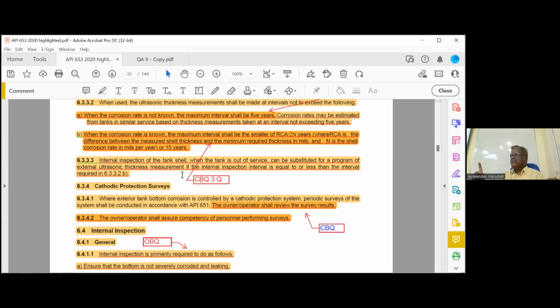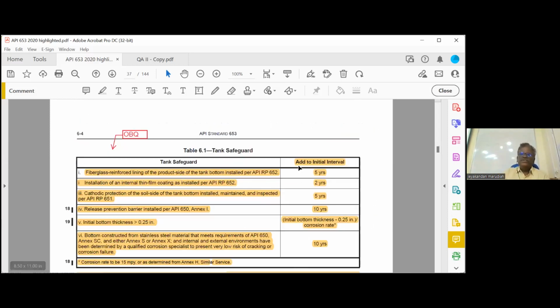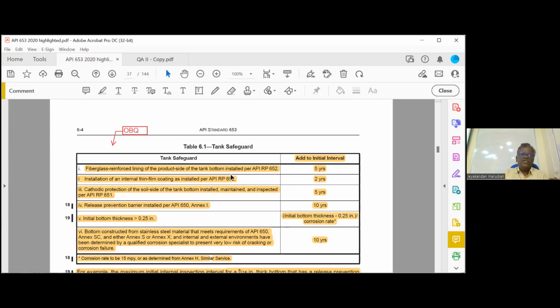The first internal inspection should be carried out in 10 years. If we have additional protection, there is a table given, and the interval can be increased. But if there is no release prevention barrier, the maximum interval allowed is 20 years. If you have a release prevention barrier, the maximum interval allowed is 30 years. So the bottom will follow 10, 20, 30 without any additional. What is meant by additional? You can see a table, add to initial interval, on page number 644.